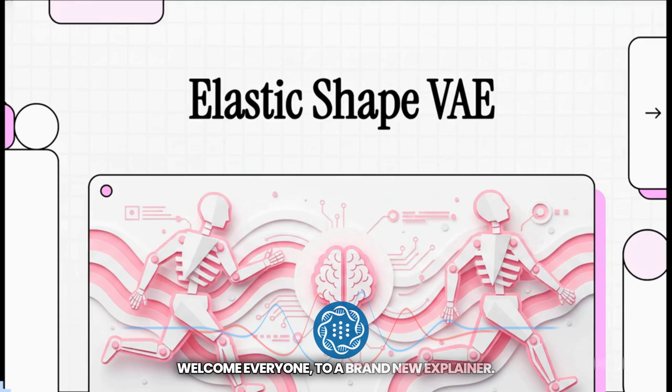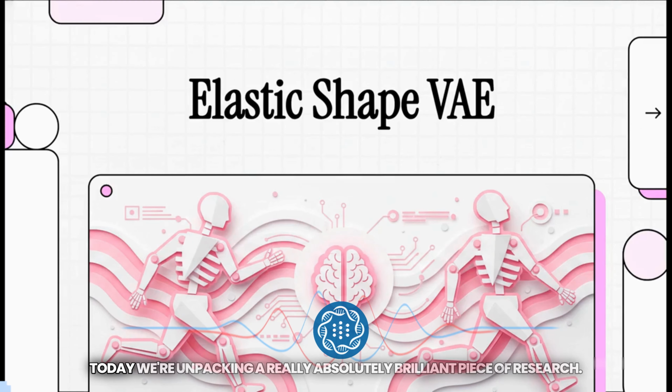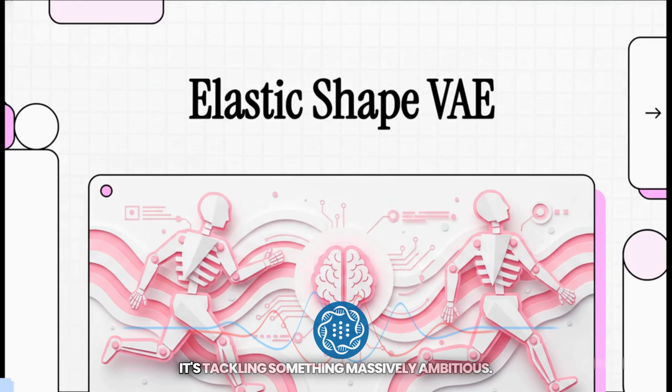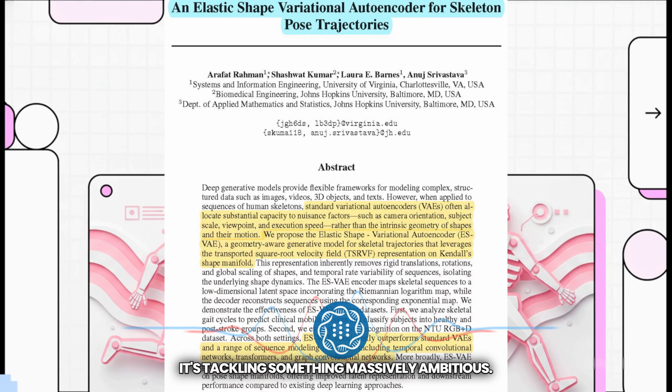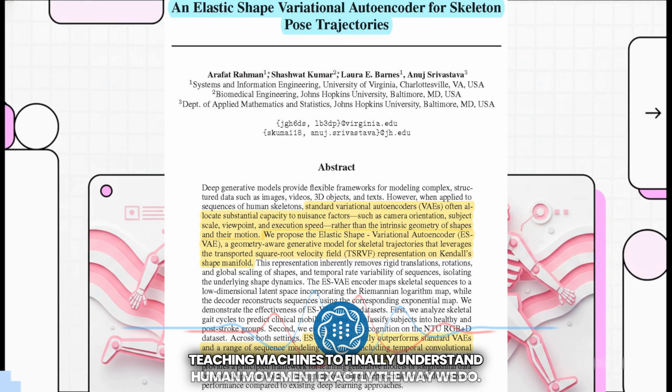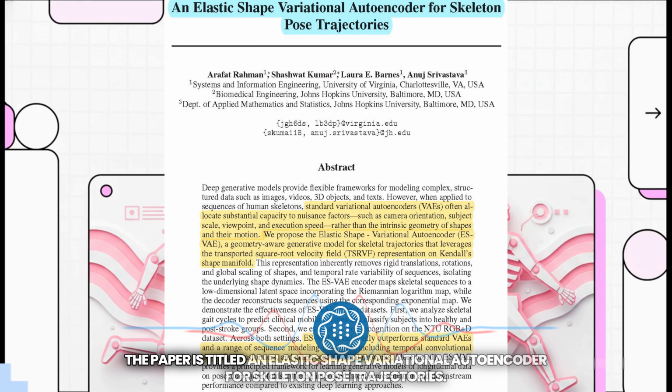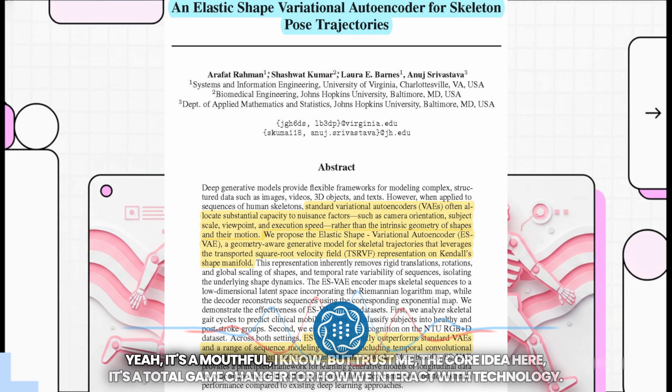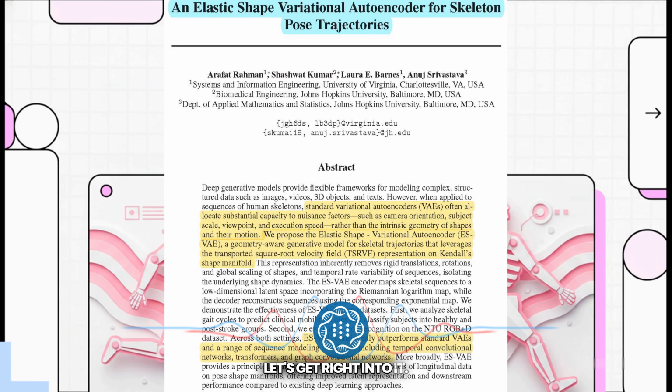Welcome everyone to a brand new explainer. Today, we're unpacking a really brilliant piece of research. It's tackling something massively ambitious, teaching machines to finally understand human movement exactly the way we do. The paper is titled An Elastic Shape Variational Autoencoder for Skeleton Pose Trajectories. Yeah, it's a mouthful, I know, but trust me, the core idea here is a total game changer for how we interact with technology. Let's get right into it.